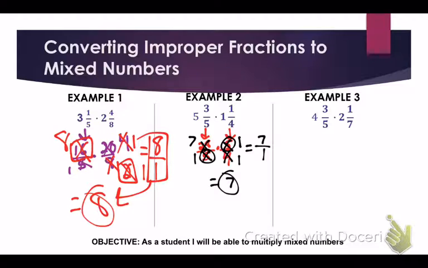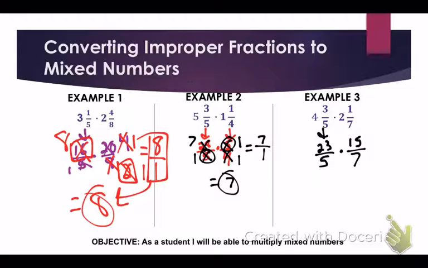4 and 3/5 times 2 and 1/7. Same thing. Step 1. Convert from mixed numbers to improper fractions. 5 times 4 plus 3 is 23 over 5, multiplied by 7 times 2 is 14 plus 1 is 15 over 7.